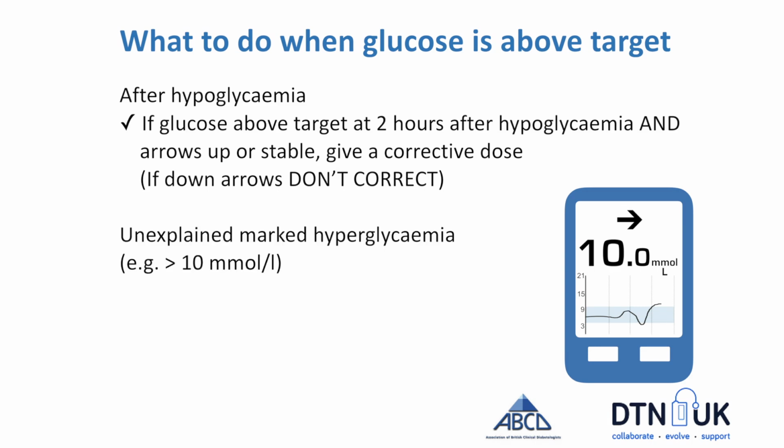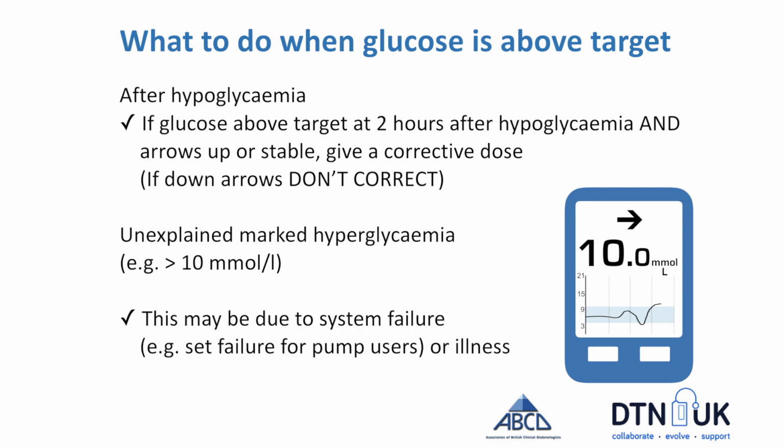And finally, if you've got unexplained marked hyperglycaemia, which in pregnancy we would say is over 10 millimoles per litre, this may be due to system failure, for example, if you're a pump user, a problem with the pump, or due to illness. Your healthcare team will go through the sick day rules or the management of unexplained high glucose in pregnancy, which are slightly different from outside of pregnancy.